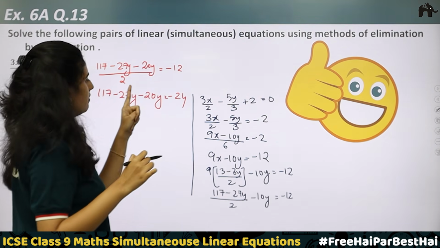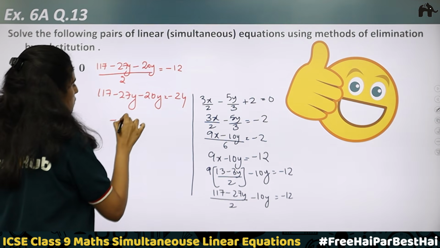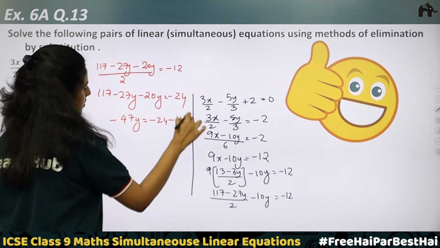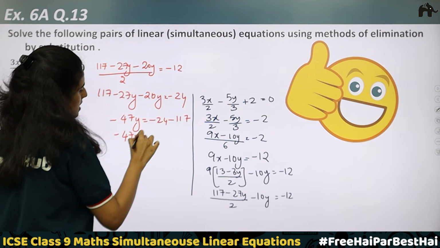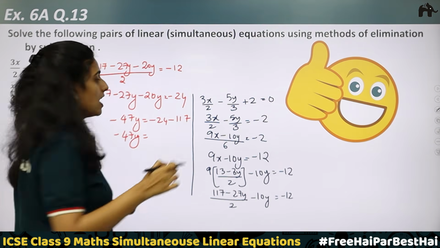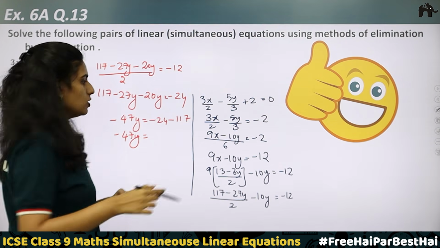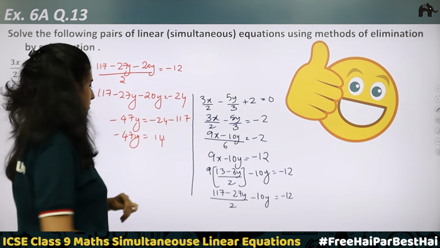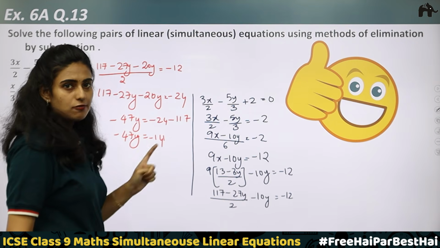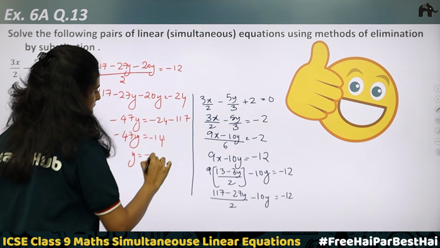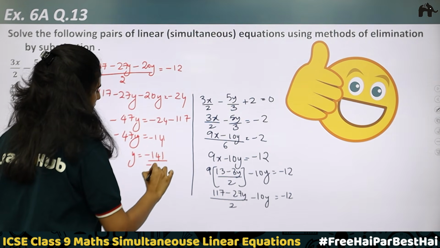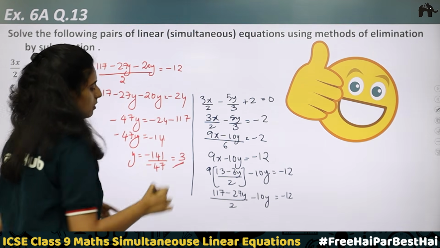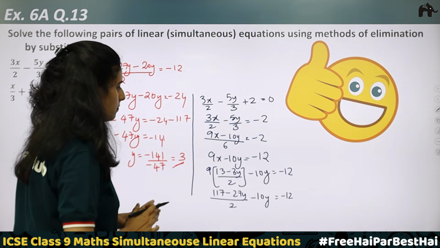So minus 27y minus 20y, which is minus 47y, is equal to minus 24 minus 117. So minus 47y is equal to minus 24 minus 117. How much do we get? You will be getting minus 141. Okay, minus 141. So y is equal to minus 141 divided by minus 47, which is equal to 3. Negative signs can be removed from the numerator and denominator.